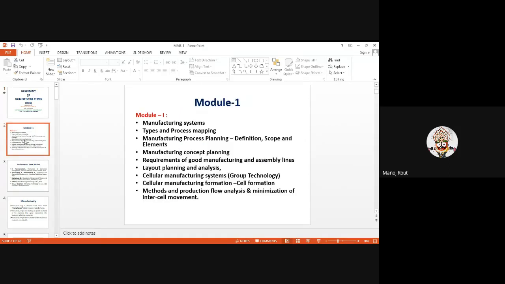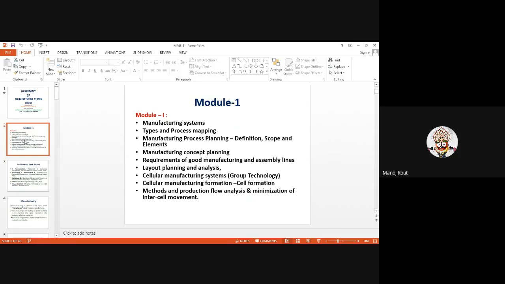This is the content of module number 1, manufacturing system. The second one is type and process mapping. The third one is manufacturing process planning, definitions, scope and elements. The fourth one is manufacturing concept planning. The next one is requirement of good manufacturing and assembly lines.